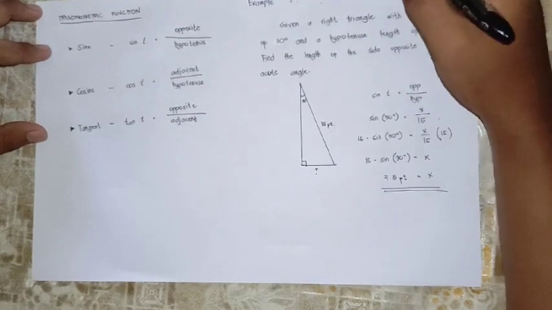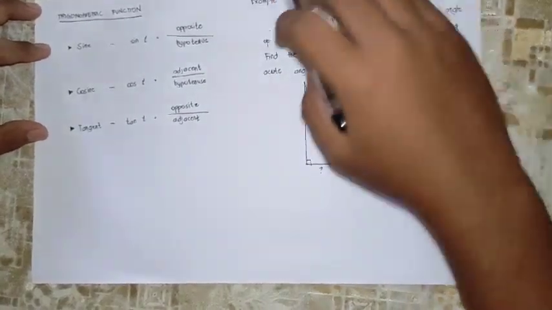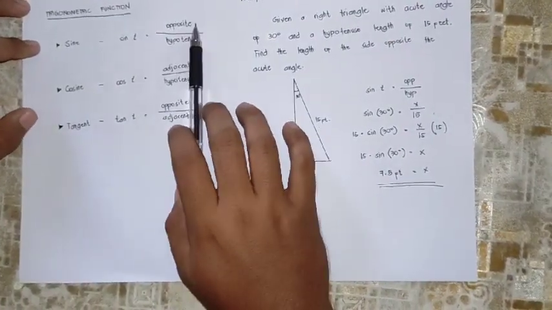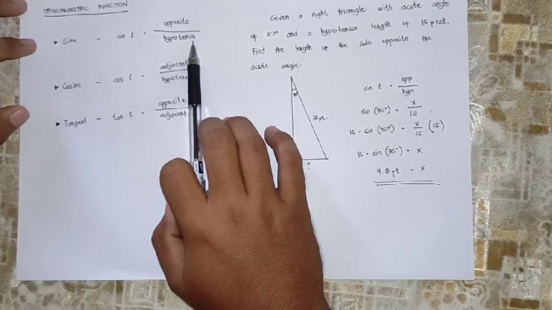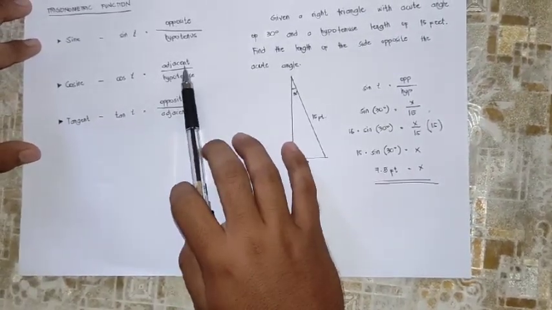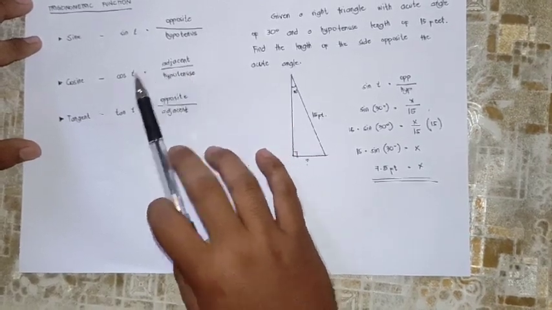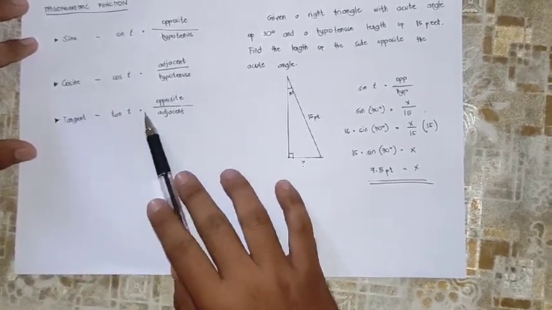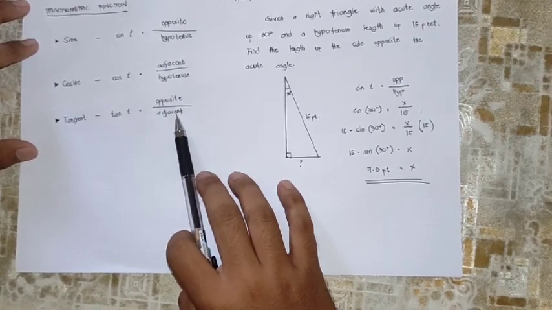So, sine θ is equal to opposite over the hypotenuse. For the cosine, cos θ is equal to adjacent over the hypotenuse, and for the tangent, tan θ is equal to opposite over the adjacent.